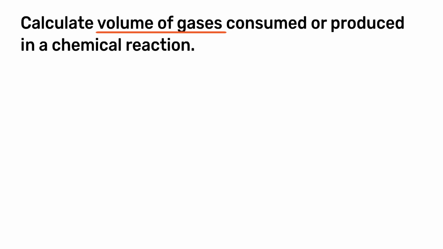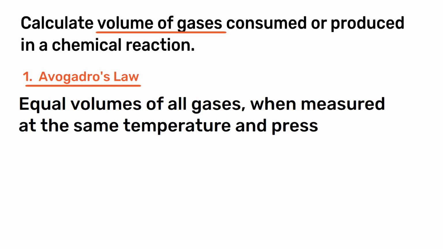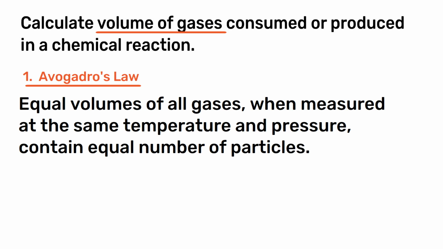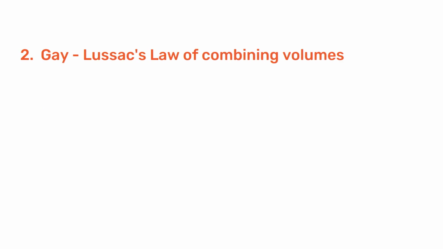There are two gas laws that we'll apply in this workbook. You're familiar with the first one, that is Avogadro's law, which says that equal volumes of all gases, when measured at the same temperature and pressure, contain an equal number of particles. From this law, we have derived mathematical expressions for molar volume and the ideal gas equation. And you can calculate the volumes of gases at STP and RTP conditions, and you can also calculate the volume using the ideal gas equation. Another law is the law of combining volumes.